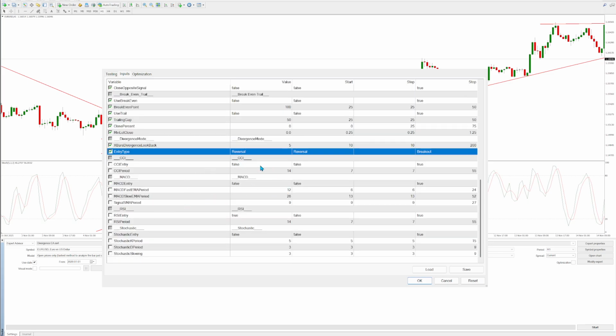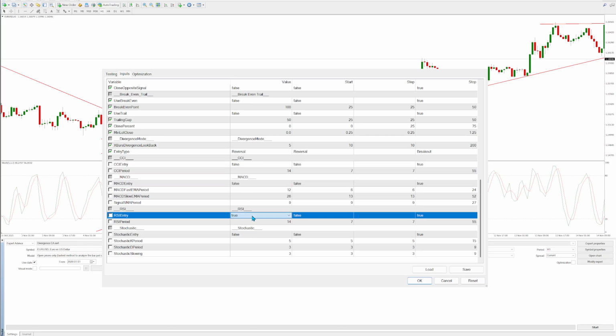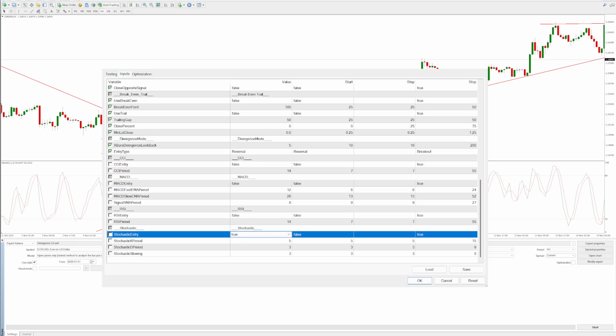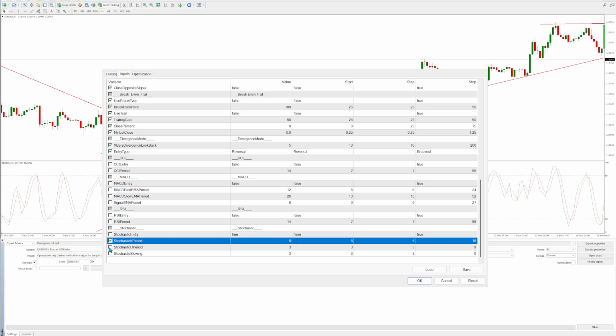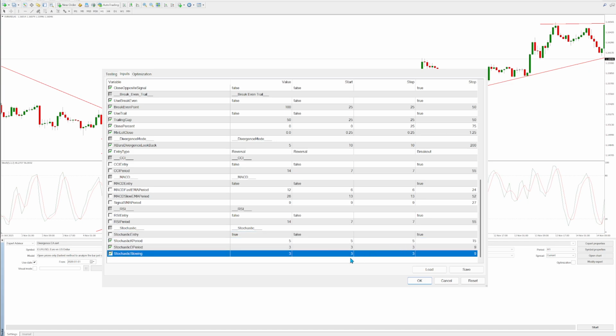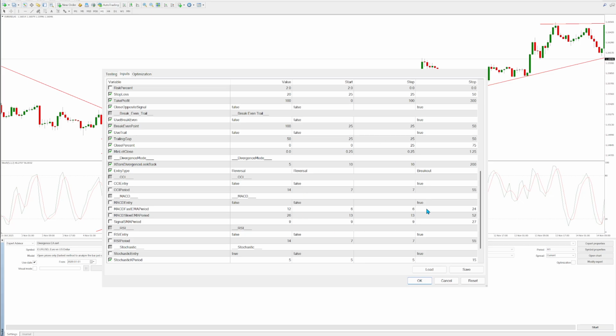As a stochastic video, we'll leave CCI false, MACD false, RSI false, and we'll do the stochastic as true. And for the periods 5 to 15, and we'll do 3, 6, 9 for those. So those are all the settings we're going to optimize. See what the various combinations produce.